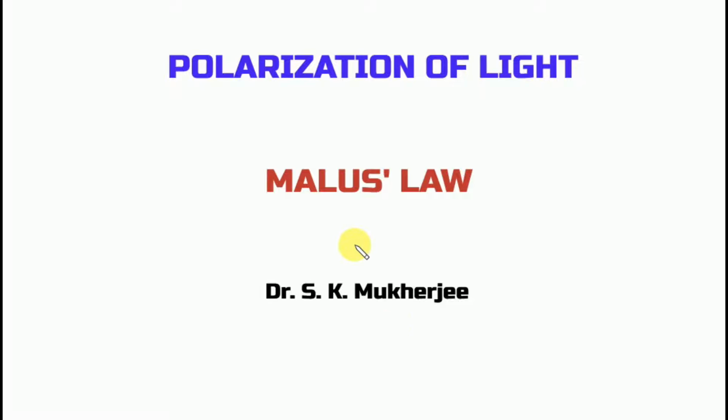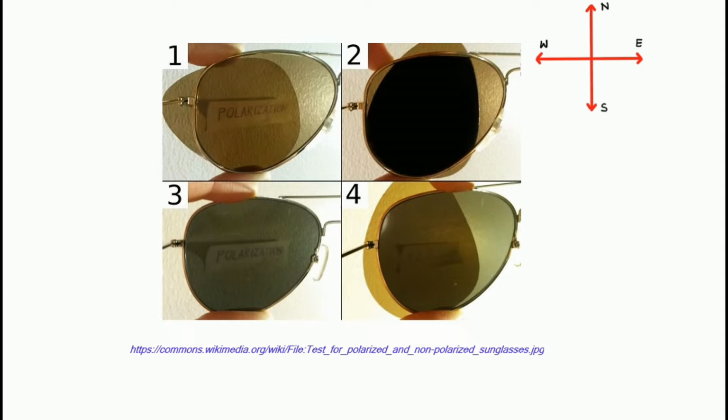Hello students, today we are going to discuss one of the basic principles of polarization of light called Malus law. Malus law can be detected by superimposing two polarized lenses. One such example is presented here. Two Polaroid sunglasses were placed one above another, and it can be seen that as you rotate one of the polarized sunglasses relative to the other, the intensity of light passing through these sunglasses changes.